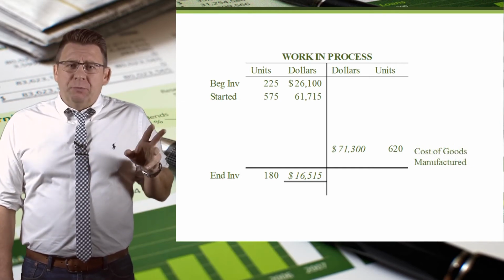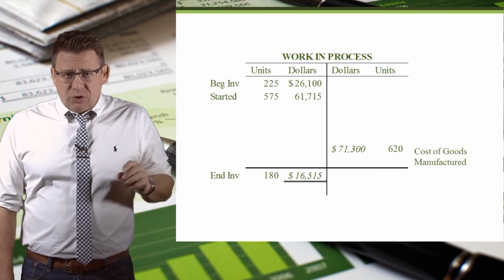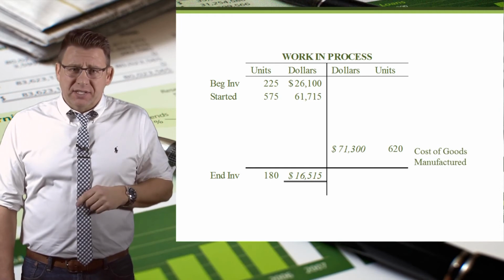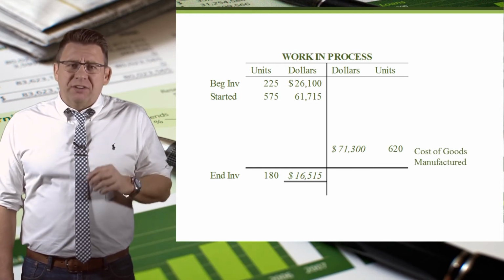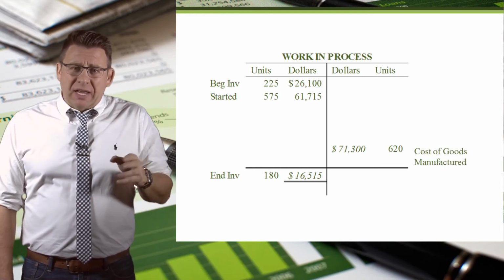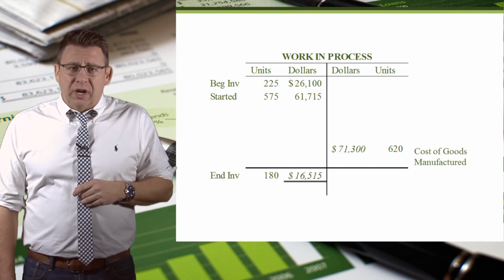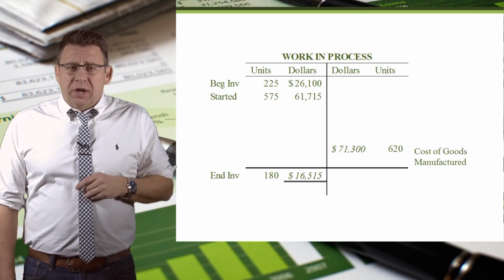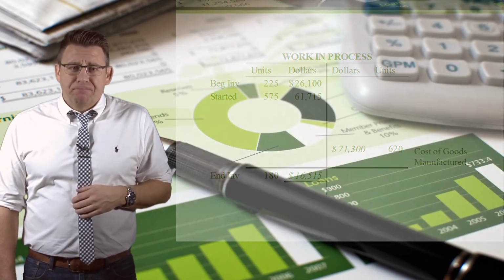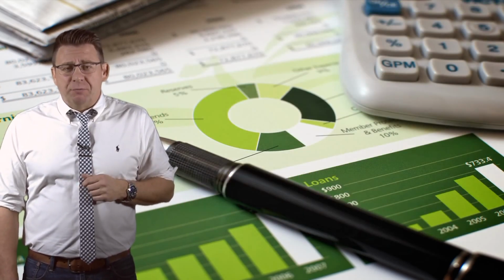And if this happened to be our only process or our last process, then the completed and transferred out would be called cost of goods manufactured and transferred to finished goods inventory rather than the next work in process account. And that concludes the 5 steps of process costing.